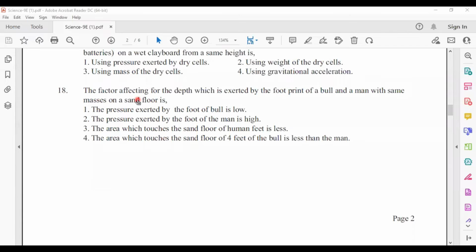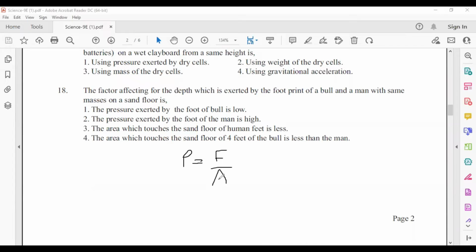The factor affecting the depth made by the footprint of a bull and a man with the same masses on a sand floor is... Here this question should be thought through using the equation for pressure.